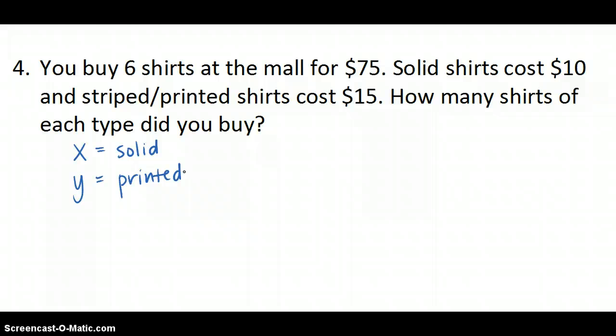So we know that to get to 6 shirts, that's some sort of combination of solid shirts and printed shirts. But we don't know how many of each, but we know that if we combine them, we would get 6. So that's going to be the idea behind your first equation, right? If we take our solid shirts and we combine them or add them with the number of printed shirts we have, that should give us 6 shirts in total.